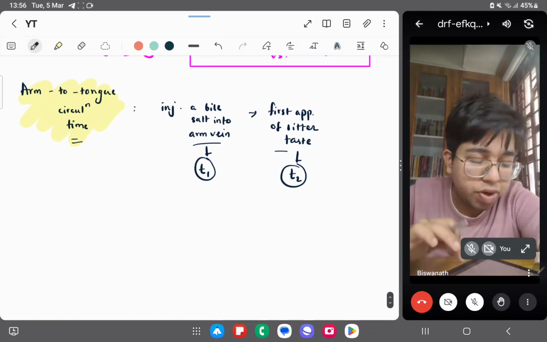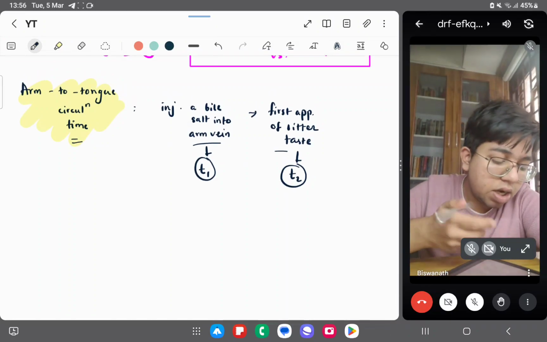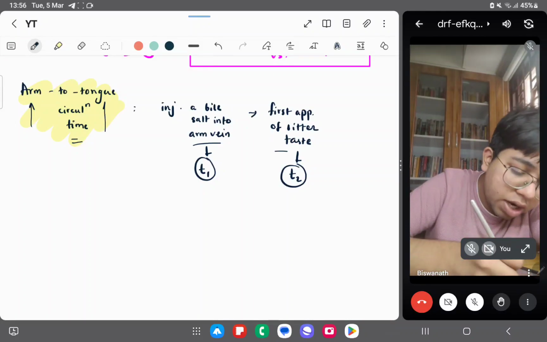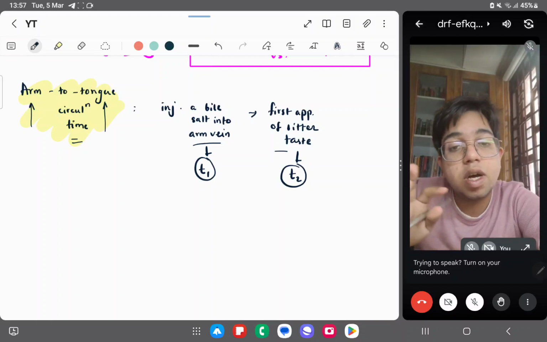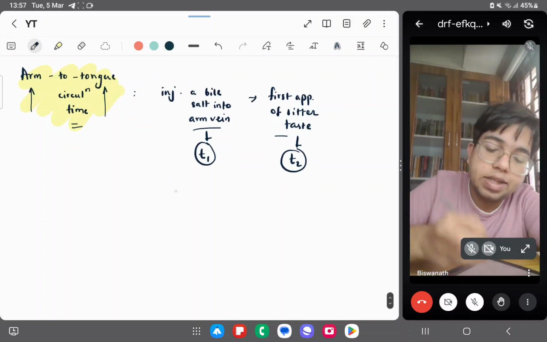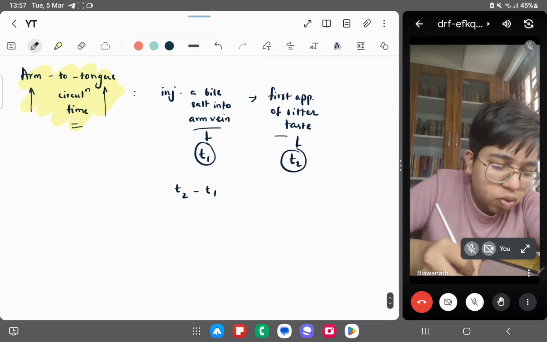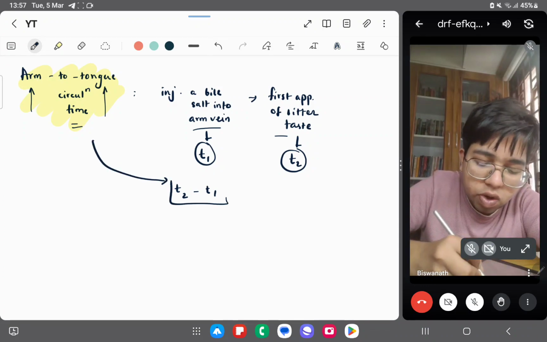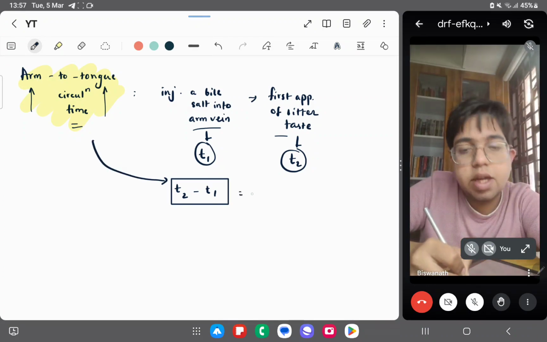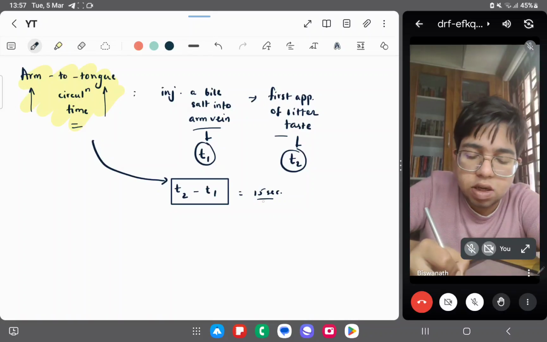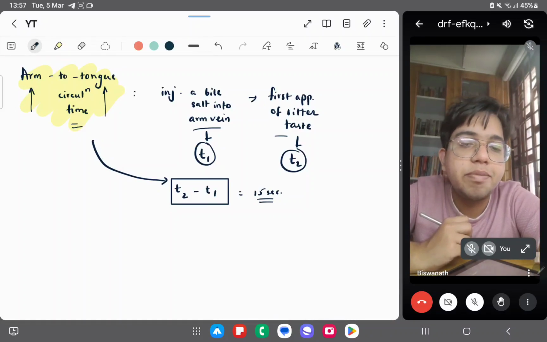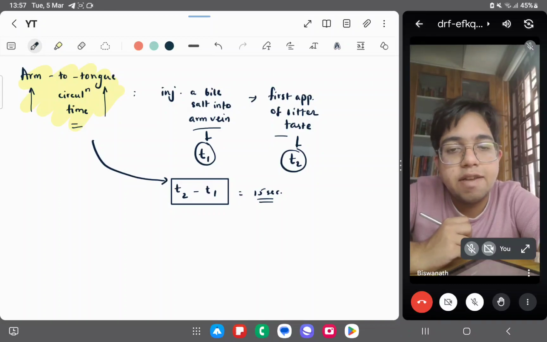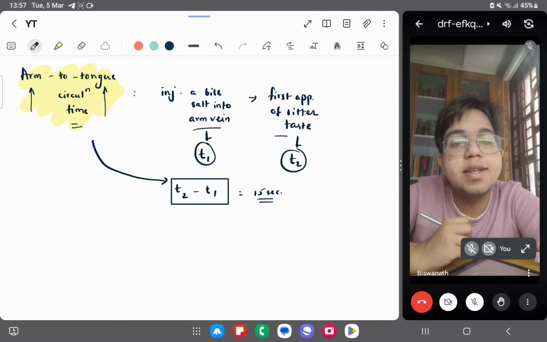That means what are you doing? You are basically calculating the time the bile salt takes to travel from the arm to the tongue. And this T2 minus T1 is called the arm to tongue circulation time. And this is normally 15 seconds. Look how fast. This is the power of our body. In 15 seconds, it gets the bitter taste.